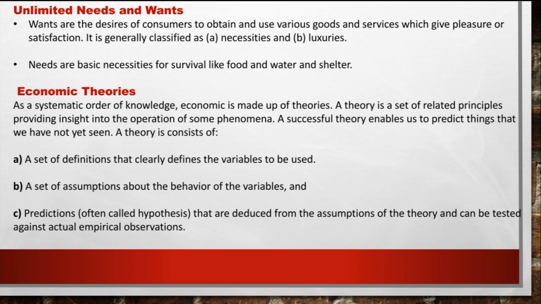Economic theories. As the systematic order of knowledge, economics is made up of theories. A theory is a set of related principles providing insight into the operation of some phenomena. A successful theory enables us to predict things that we have not yet seen. A theory consists of, we have A, a set of definitions that clearly defines the variables to be used. B, a set of assumptions about the behavior of the variables, and C, predictions, often called hypotheses, that are deduced from the assumptions of the theory and can be tested against actual empirical observations.